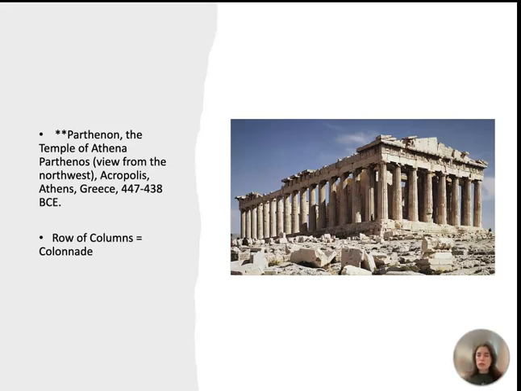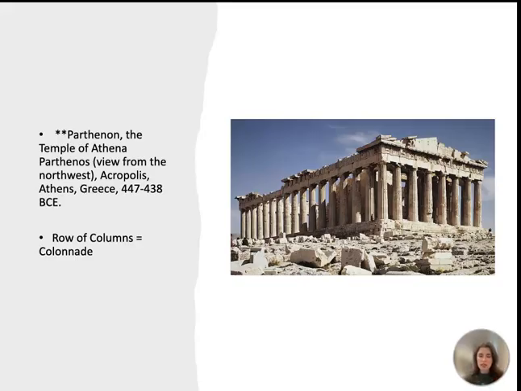All right, so let's think about how post and lintel construction can become increasingly complex. And so a good example of that would be Greek temple architecture, not pyramids, Greek temple architecture. So the most famous Greek temple is the Parthenon. And so the Parthenon was a temple dedicated to the goddess Athena Parthenos, or Athena as the maiden. And she was the patron goddess.